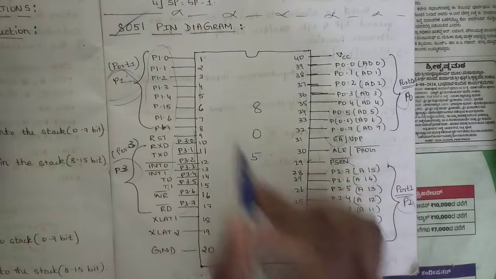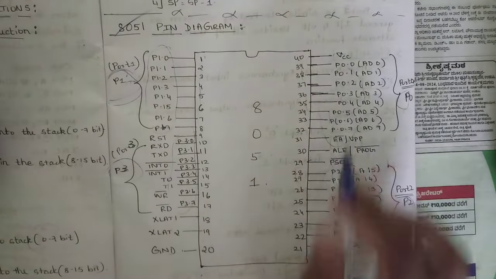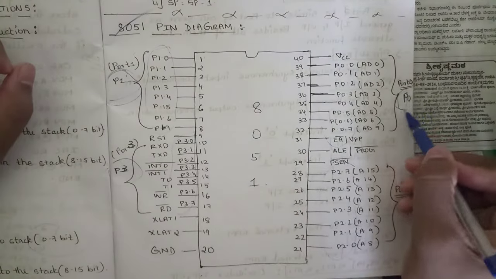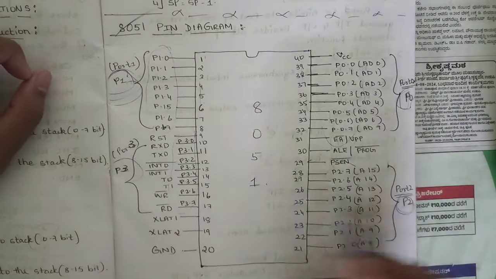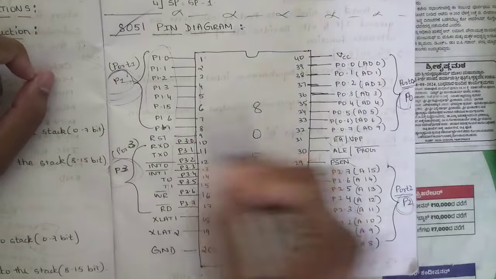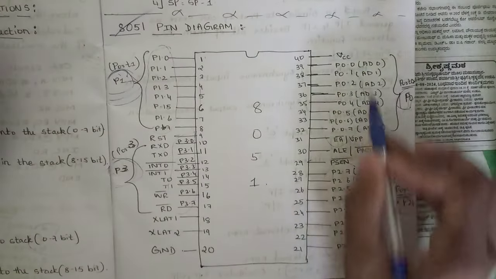So this is the pin diagram. It consists of 40 pins in total. It is divided into 4 ports, namely P0, P1, P2, P3. Check the positions of all the ports P0, P1, P2, P3. Each port consists of 8 bits.